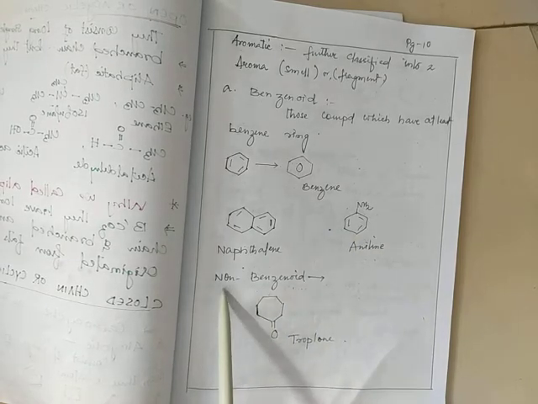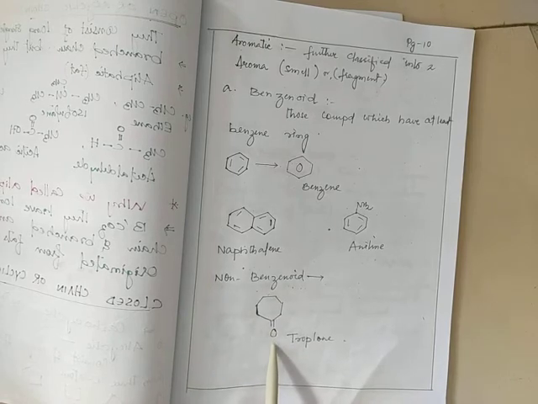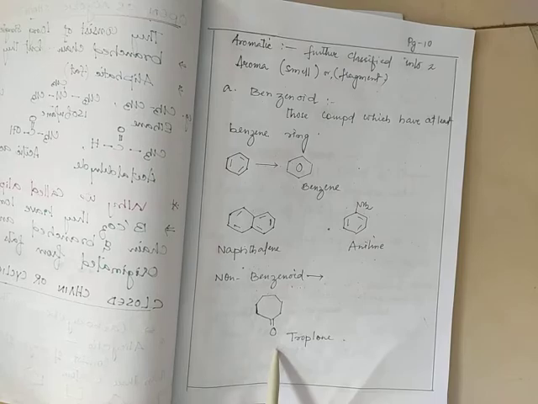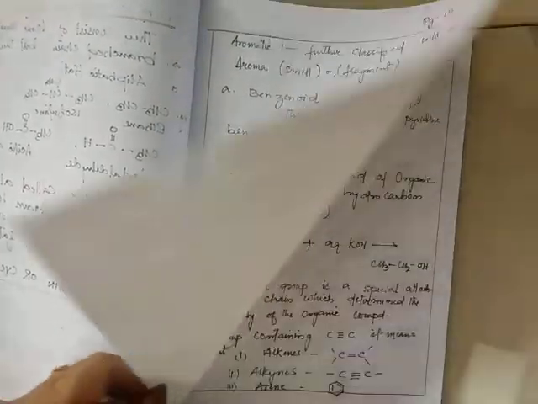Then the next one is non-benzenoid. How many carbons are there in this one? 7 carbons with a double bond to oxygen, that one we call tropolone.